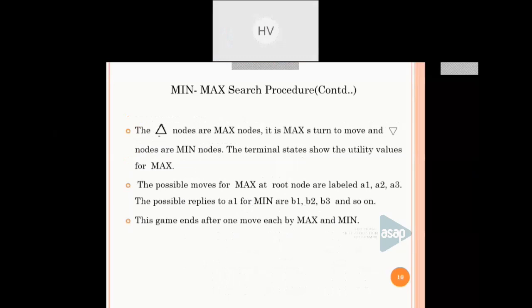See the triangle. The triangle with the base at the bottom and apex at the top indicates a max node, and the triangle with the base at the top and apex at the bottom indicates a min node. In this way, the game will be continued till you get the final value for max. Now we shall move to the next slide.